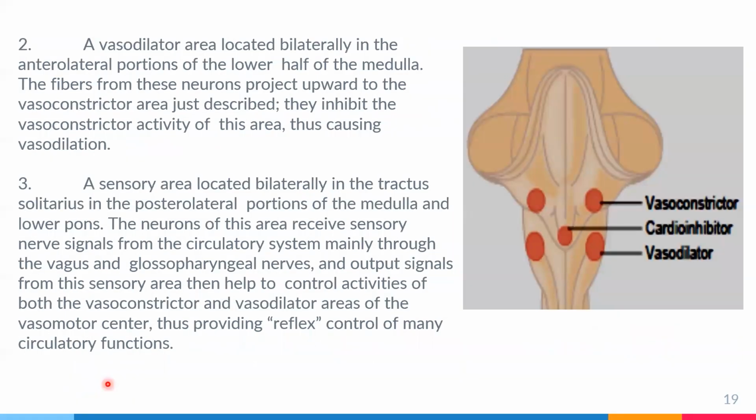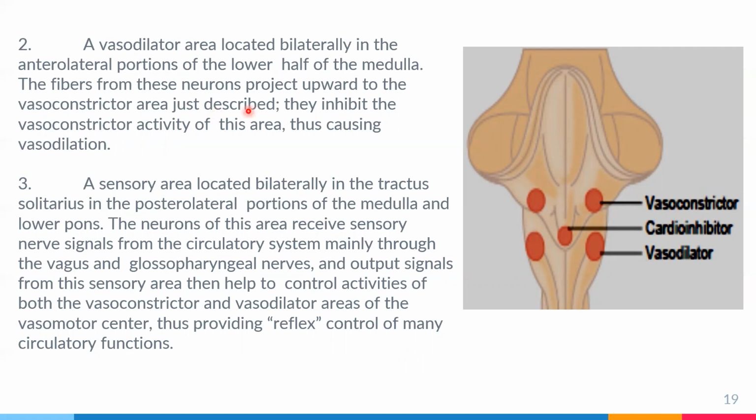Next, we move on to the vasodilator area, located bilaterally in the anterolateral portions of the lower half of the medulla. Bilateral means on both sides, and this is the lower half of the medulla. This portion shows a blown up picture of the medulla.